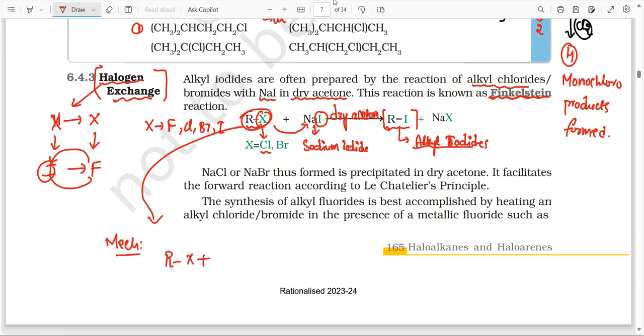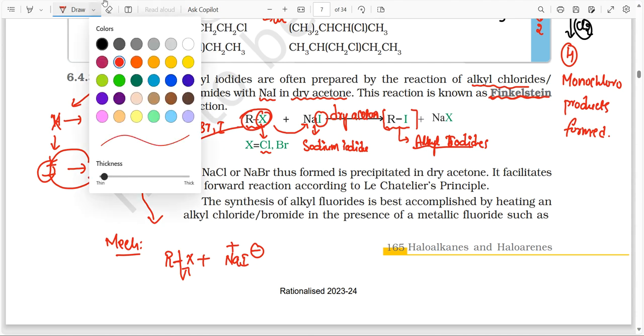Alkyl halide plus sodium iodide. We know that sodium is a metal, so it easily loses electrons, and its charge is positive. Iodine is an electronegative element, that means I minus. So this compound is shifted toward this side. Why? Because halogens have high electronegativity.